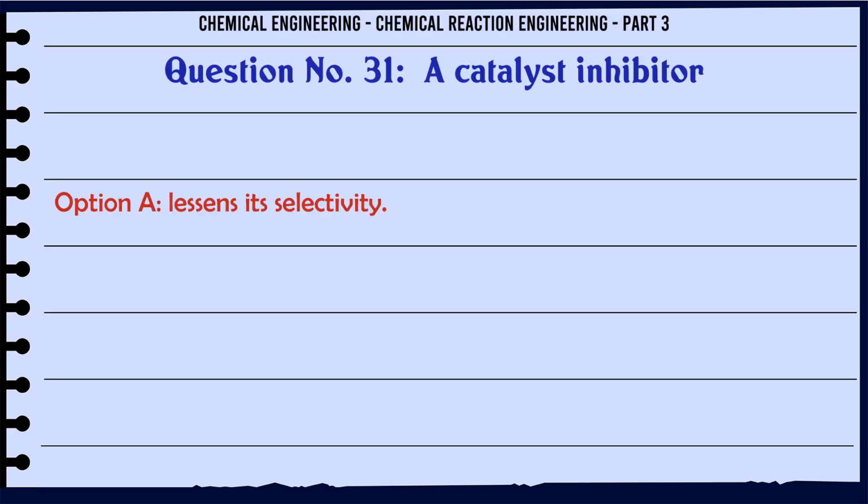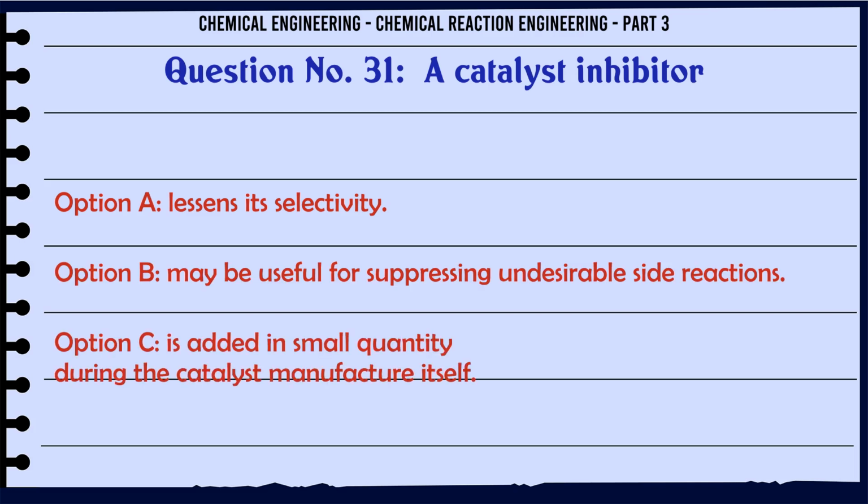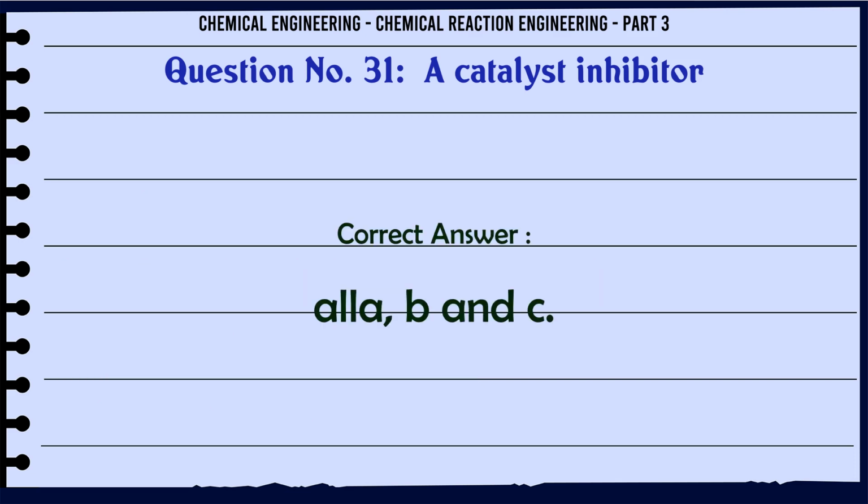A catalyst inhibitor A. lessens its selectivity. B. may be useful for suppressing undesirable side reactions. C. is added in small quantity during the catalyst manufacture itself. D. all A, B and C. The correct answer is all A, B and C.